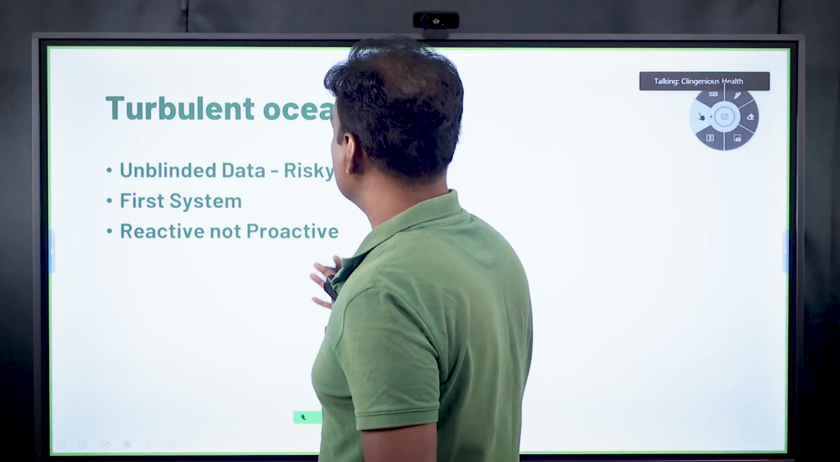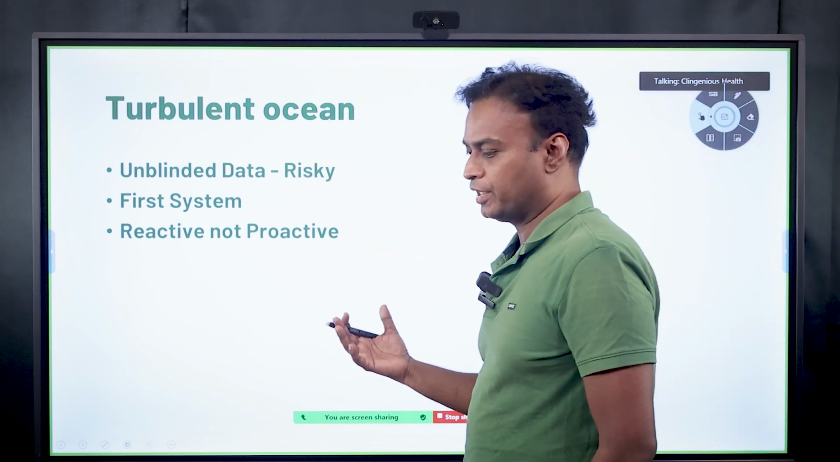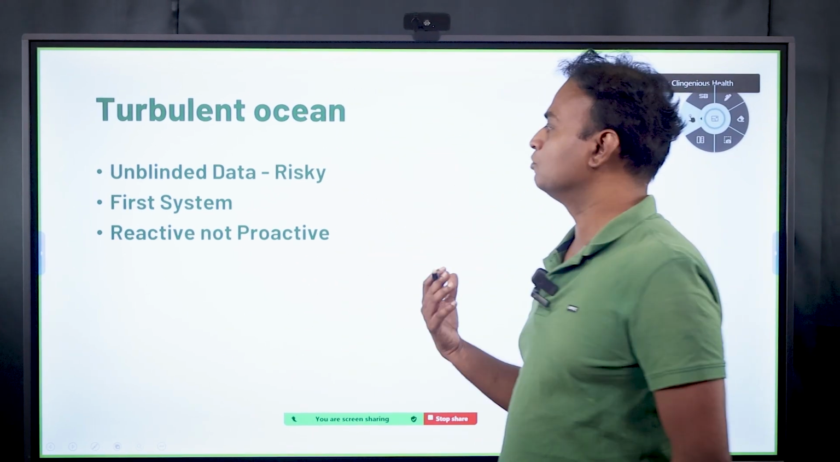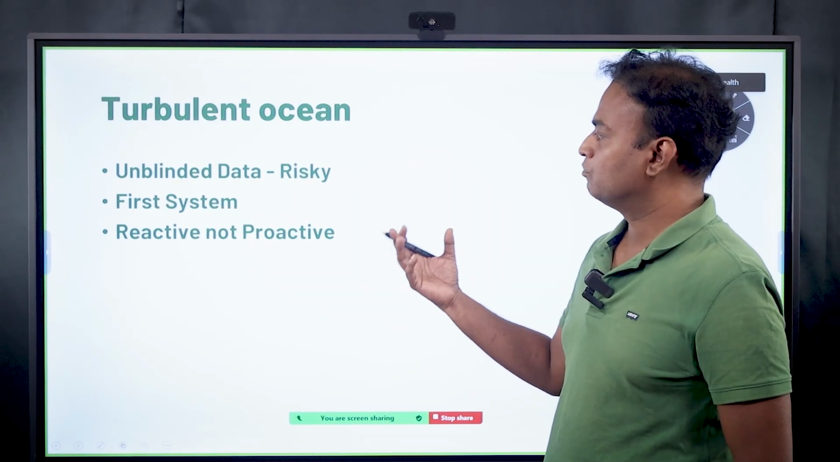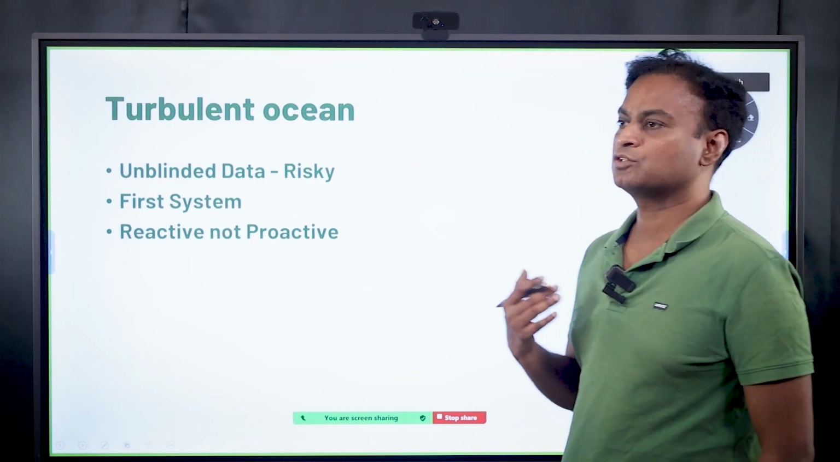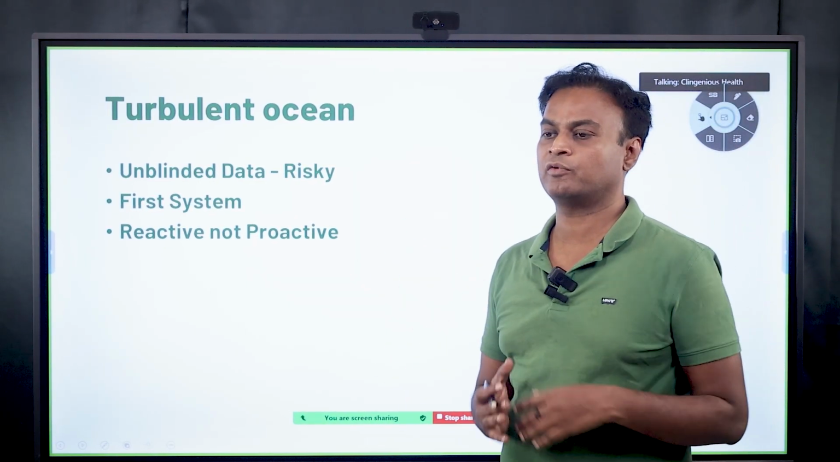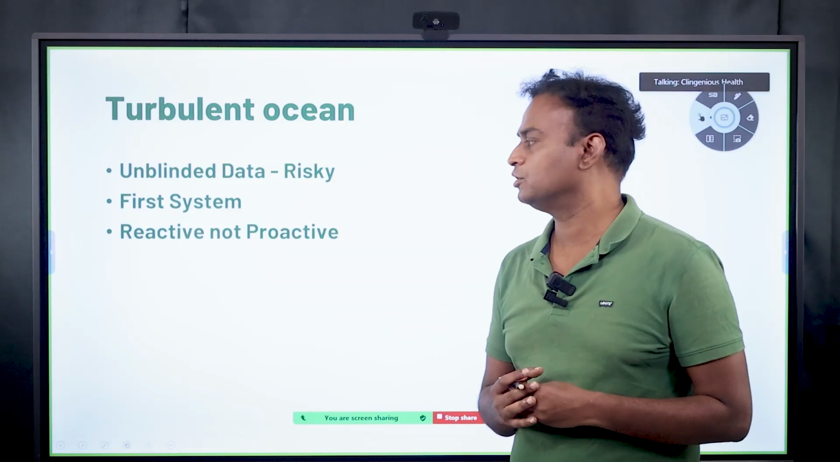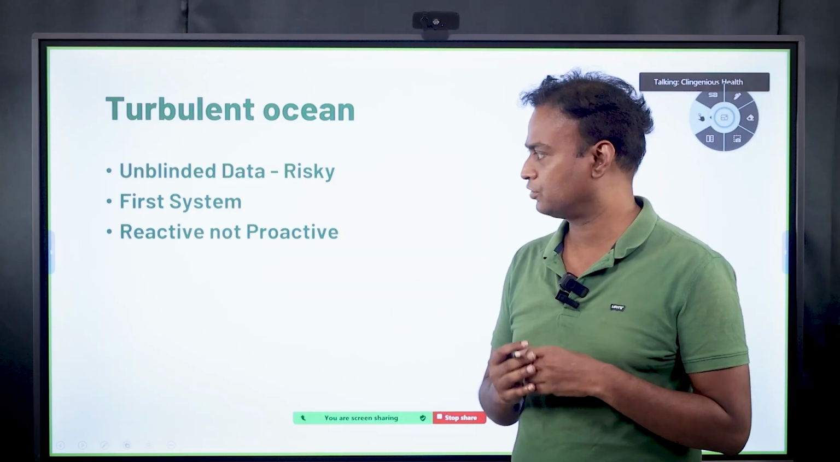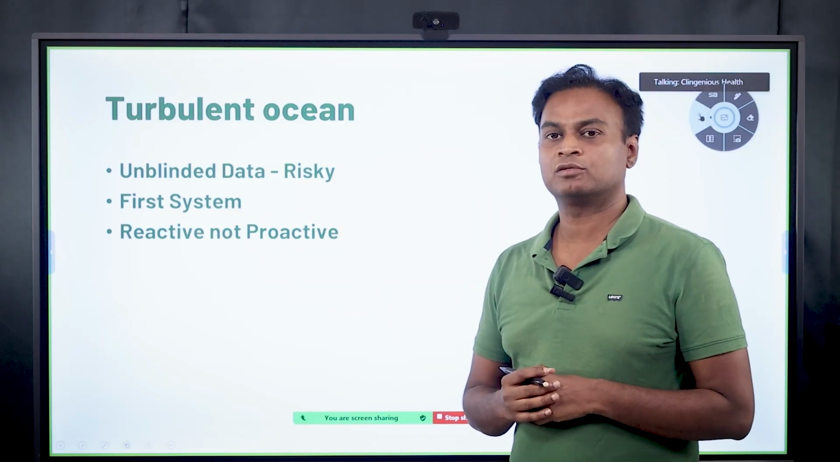And also, why it is so turbulent, meaning why people find it difficult to maintain and difficult to build, is that it is the first system. If anything has to be done in a clinical trial, for example, if we want to get a patient into a clinical trial, this clinical interactive system is used.